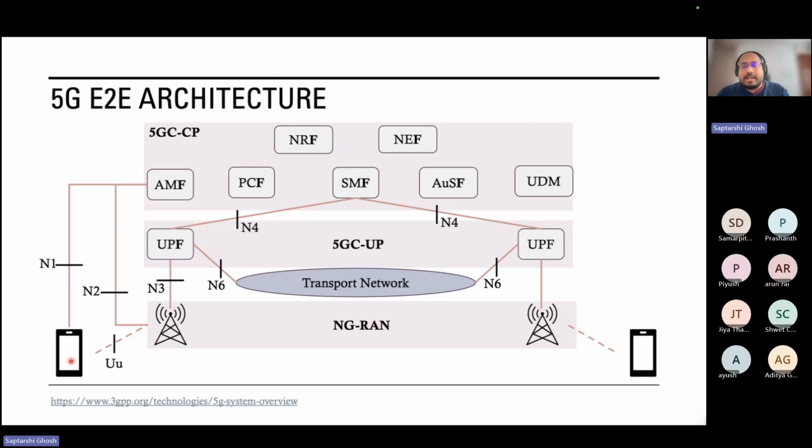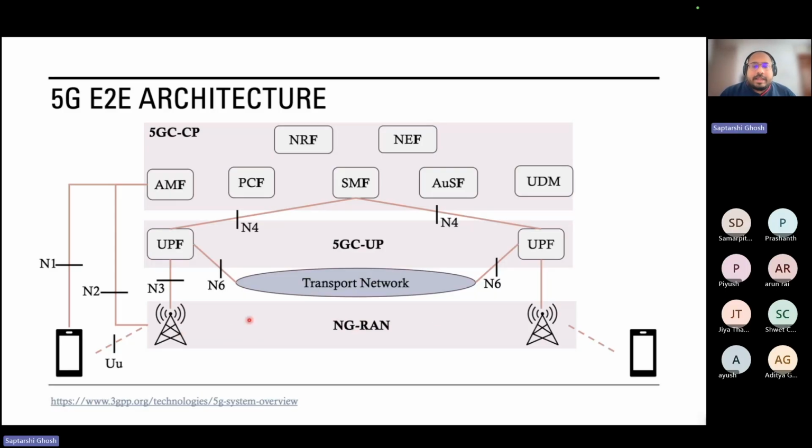Your phone, for example, connects to a nearby base station, and this is done over an interface called UU, or user interface. These base stations create a network called a RAN, or radio access network. NG-RAN stands for the new generation of the RAN, which is the 5G radio access network. So all these towers that you see around you are all connected together, creating this network called NG-RAN.